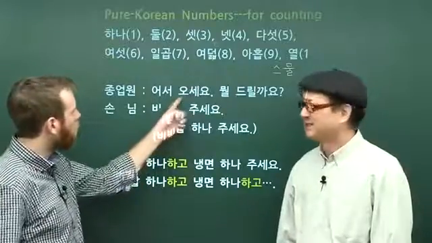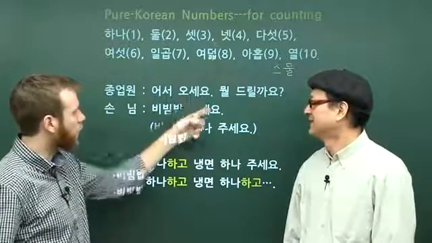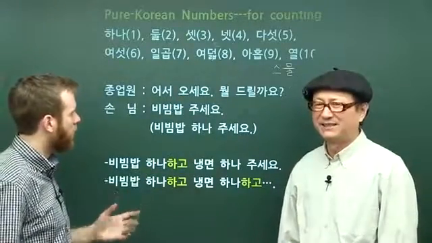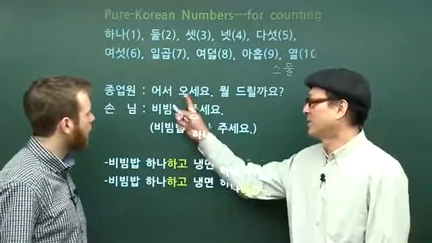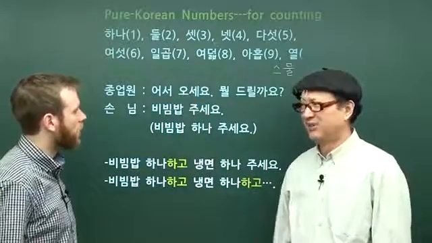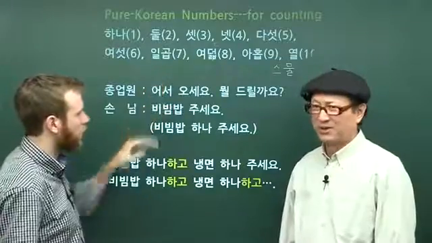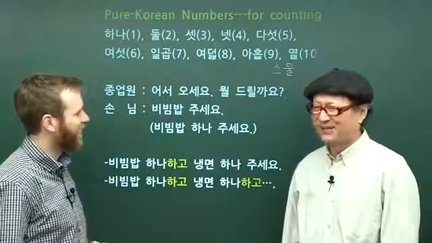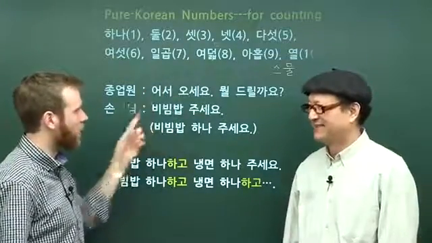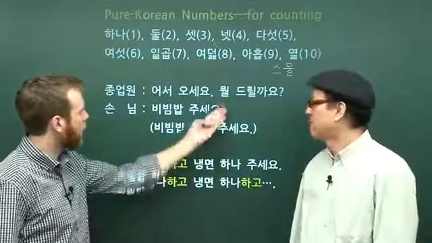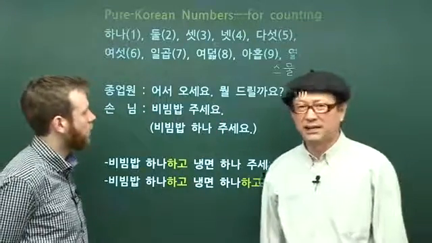So 오다, the verb to come, and 오세요, the honorific sentence ending. 이거 항상 오세요는 이거랑 같이 해요. Always, eh? Always. So they don't just say 오세요. No. 어서 오세요. Okay, so always paired together. 어서 오세요. All right, and then 뭘 드릴까요?